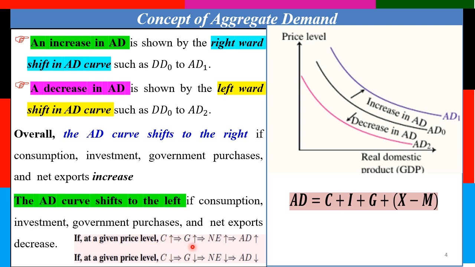If consumption is increasing, government expenditure increasing, net export increasing, then aggregate demand is increasing. In other words, if consumption is decreasing, government expenditure is decreasing, net export is decreasing, this implies that aggregate demand is decreasing, therefore it shifts from the black line to the pink. This is all about what we mean by the change in the quantity demanded and the change in aggregate demand.